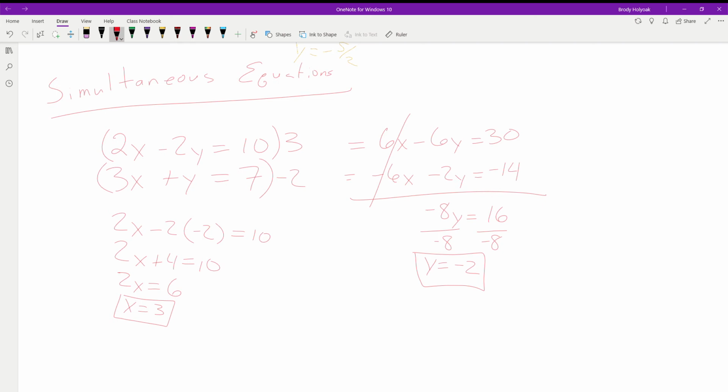Then we just double check our answers. We could pick one of the equations, doesn't matter, and we plug in both those variables and make sure we get the answer that we're supposed to. So 10 on both sides. So if we did 2x times 3 minus 2 times a negative 2, we're going to get 6 plus 4 equals 10. So we're good. Does that make sense? Let's look at another example.